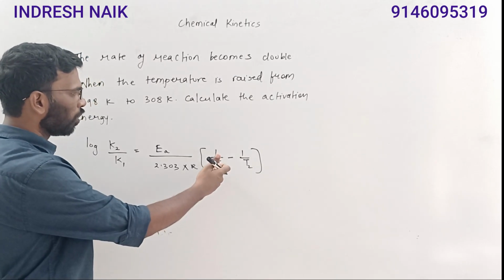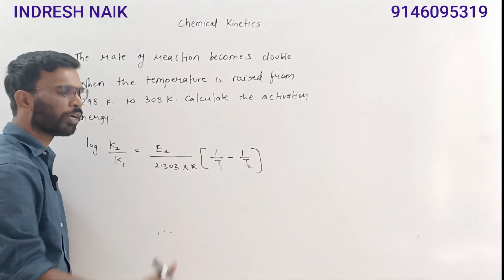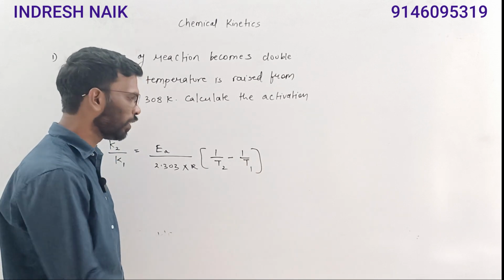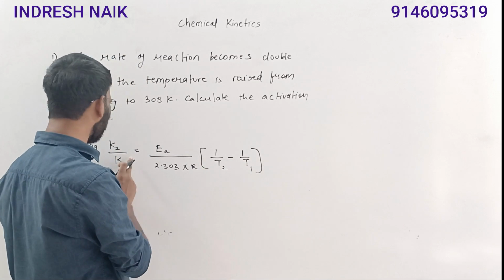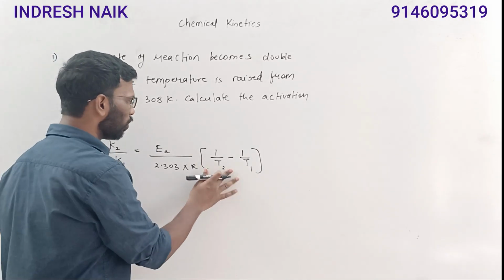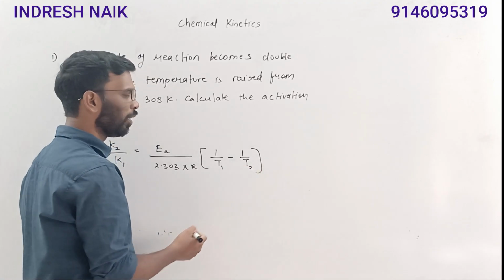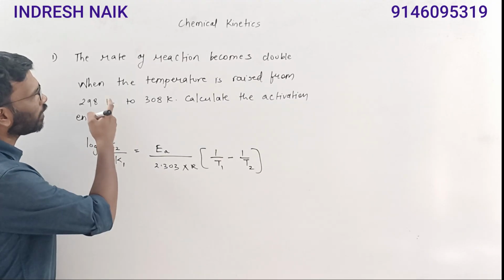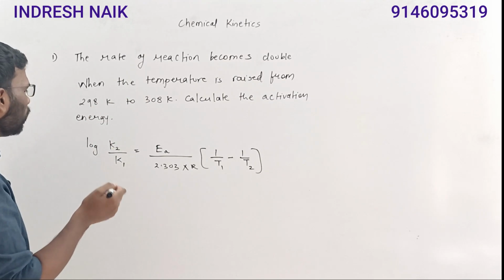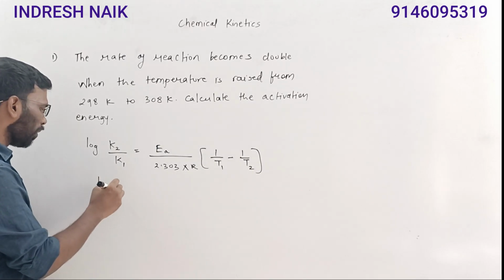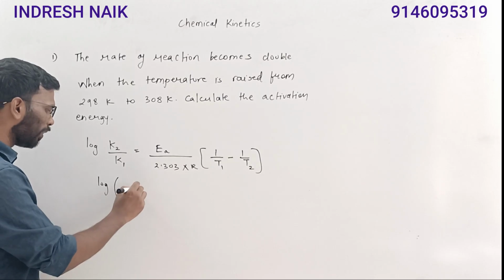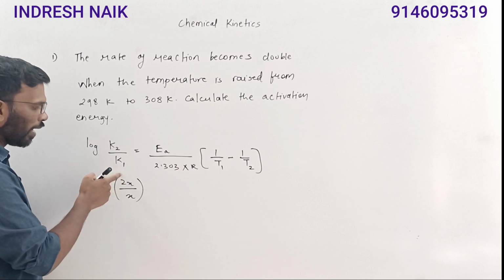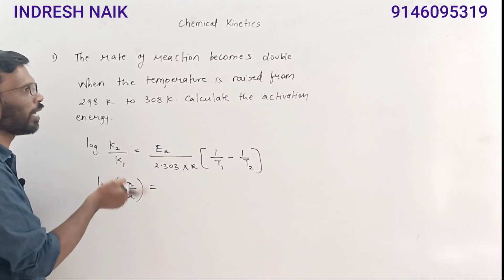Many students get confused and sometimes write T2 minus T1. If this is the case, this value will become negative, and the rate constant cannot be negative. So if you are getting confused, always remember 1 upon T1 minus 1 upon T2, where T1 is lower. What they are saying is the rate becomes double when the temperature is raised. Let's say K1 is X, then what will K2 be? 2 times X. This is X, and at the higher temperature it becomes 2 times X. That is what it means: the rate is becoming double.